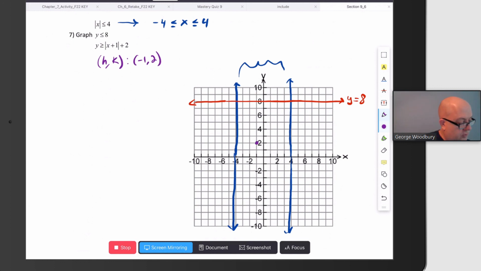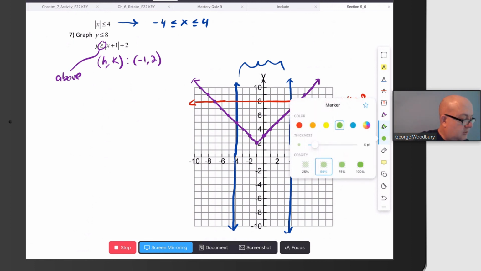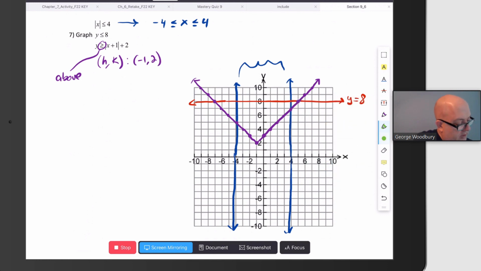So (-1, 2), slope of +1 to the right, slope of -1 to the left, and we need to shade above that. So inside the two blue lines, below the red line, and above the absolute value, we get, oops, let's switch out, we'll stick with green. We get this region here.